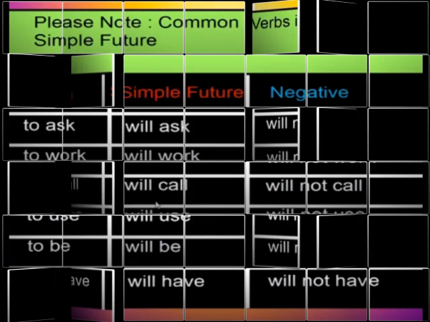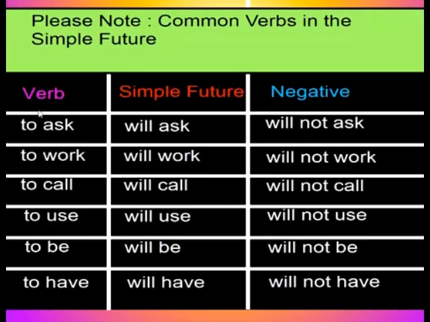Now let's look at the different verbs in simple future tense. First, to ask, simple future is will ask and negative is will not ask. So will plus the verb, and for negative, will plus not plus the verb. To work, the simple future is will work, negative is will not work. To call, will not call. To use, will not use. To be, will not be. And finally, to have, the simple future tense is will have and the negative is will not have. So remember, will plus the verb for simple future and will plus not plus the verb for simple future negative.